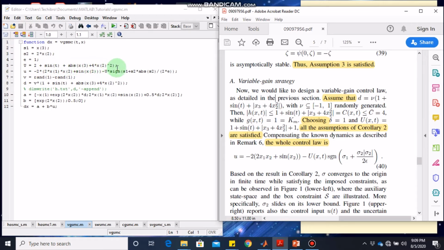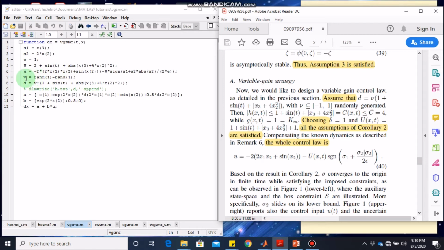So this is capital U as presented in the paper, and then this is the control law, which is minus 2 times h bar, and then you have minus capital U times sine of sigma 1 plus sigma 2 into absolute value of sigma 2 divided by 2 times epsilon. This is equation number 40 written exactly in the same way, except that this is Matlab code and that is an equation in the PDF.